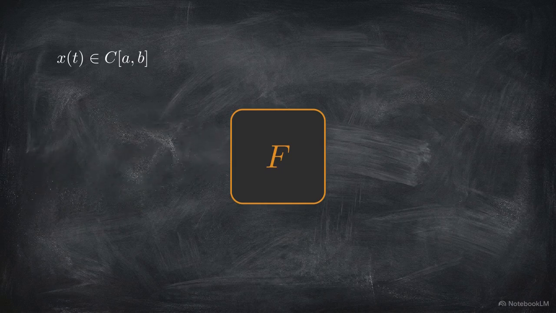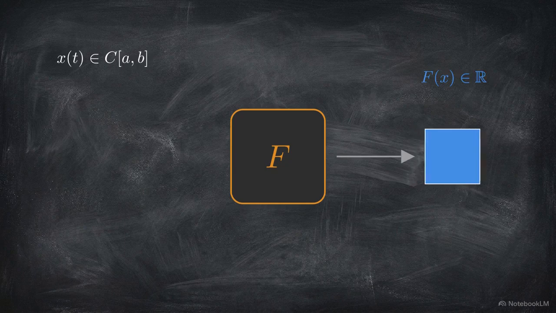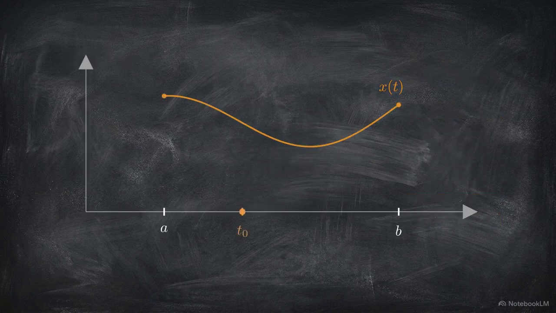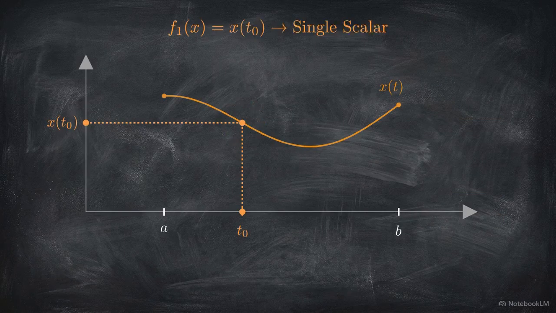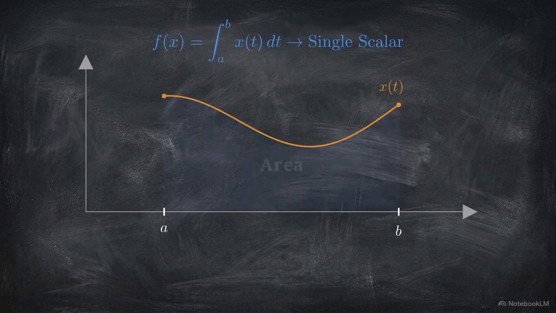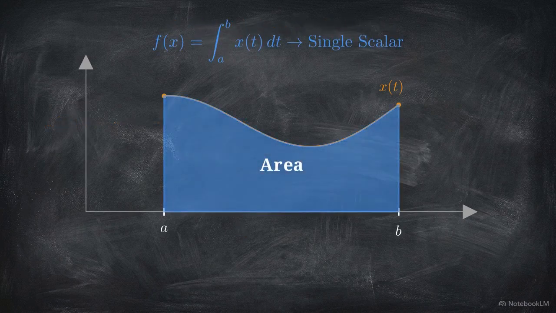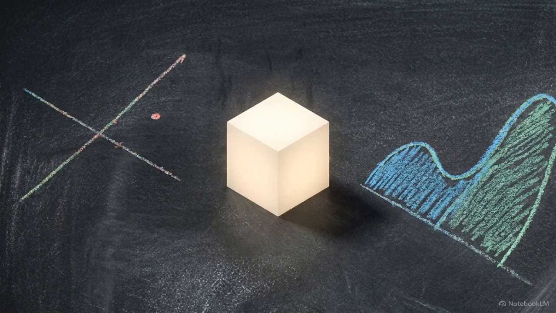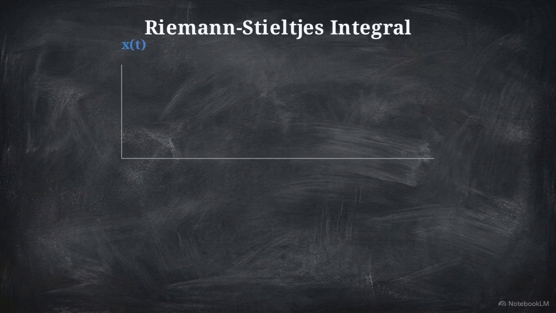We need to explain how they compress an infinite set of continuous data points into one stable, finite number, without the output becoming unbounded. If you feed a curve into a point evaluation functional, it reads a single coordinate. If you feed it into a standard definite integral, it calculates the total area. These represent two extreme ways a functional can behave on C[a,b]. This presents a mathematical problem. We want a single universal formula capable of expressing every possible bounded linear functional that could ever exist in this space. The solution is the Riemann-Stieltjes integral.